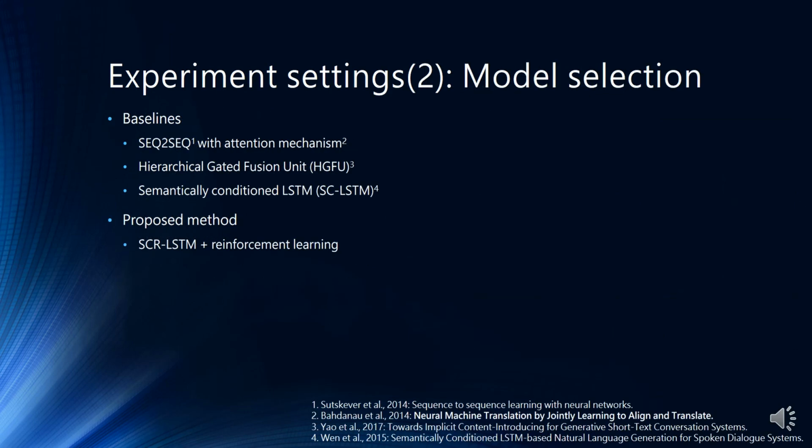And we chose several methods as baselines for comparison. These baseline models can be modified to incorporate semantic information into sequence generation. We chose sequence-to-sequence with attention, hierarchical gated fusion unit, and semantically conditioned LSTM as baselines, and SCR-LSTM with reinforcement learning as our proposed method.